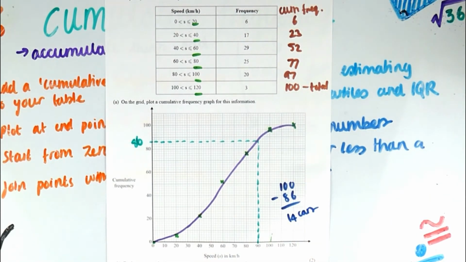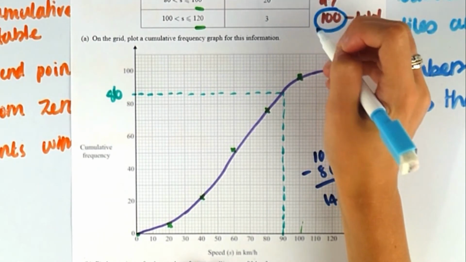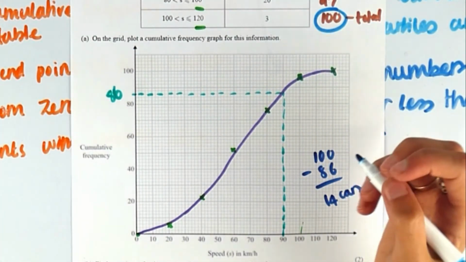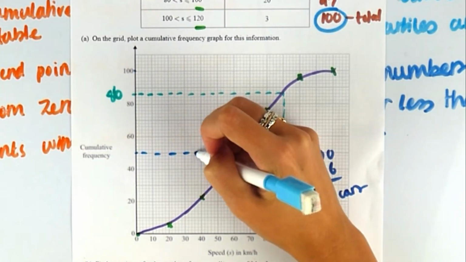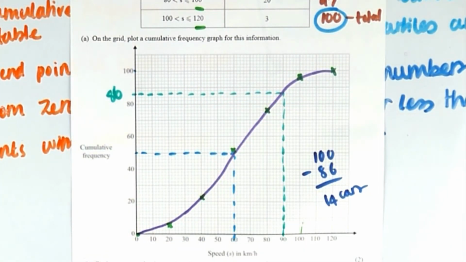On this one, it's not asked, but I'm going to show you how to find the median. There were 100 cars in total, so the middle one is going to be the 50th value because you do 100 divided by 2. So if we go to the 50th value, go along and see what our line is telling us. And that's saying the median was 60 kilometres per hour.